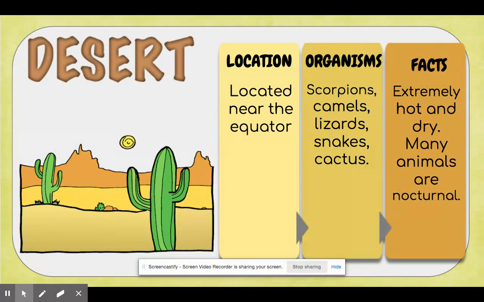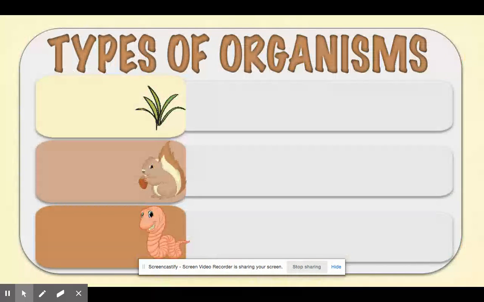So the desert, not dessert like you eat at dinner, but the desert located near the equator. We go into the desert just a little bit more in depth later, okay?